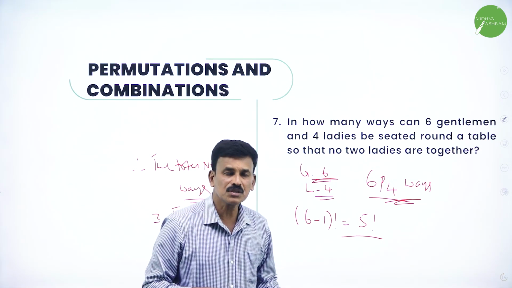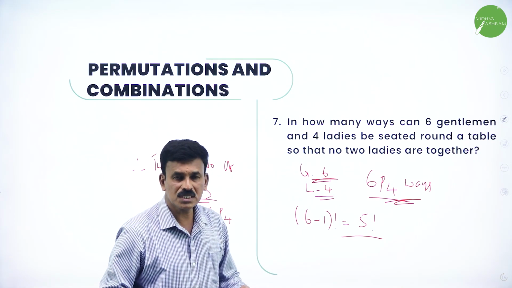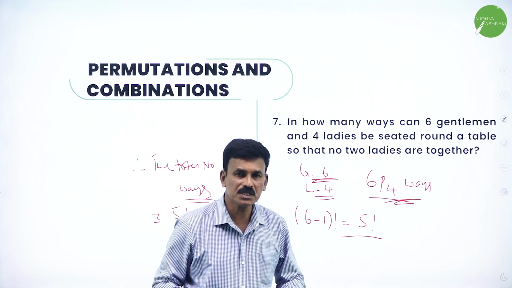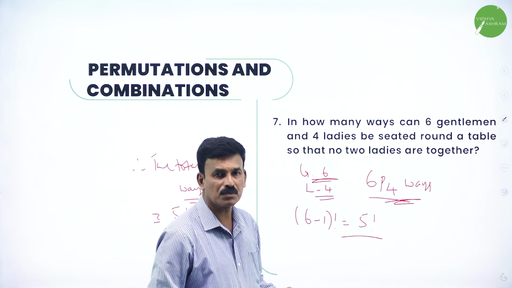Hope you followed. So these are a few problems based on circular permutation, right? These are very important problems from the point of view of the examination. You may expect 1 or 2 questions for 2 or 3 marks from these circular permutations.